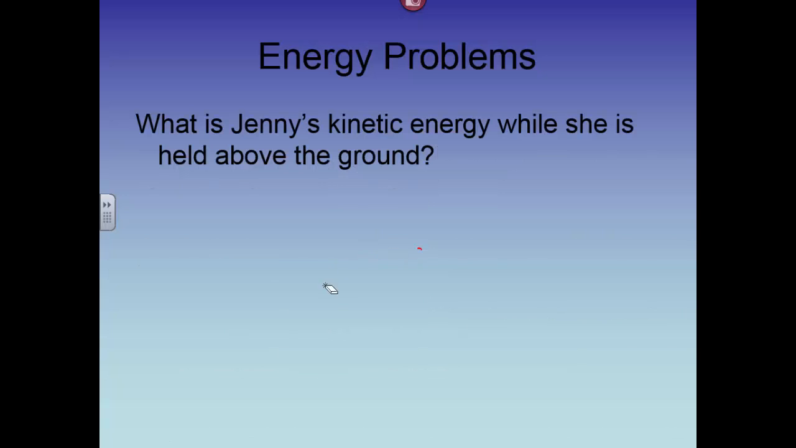Next example. What is Jenny's kinetic energy while she's held above the ground? Question. Kinetic energy is energy of motion. If she's being held above the ground, is she moving? No. So Jenny's kinetic energy, if she's not moving, has to be 0. We don't need to do any math for this. She's not moving. And if she's not moving, her kinetic energy is 0.